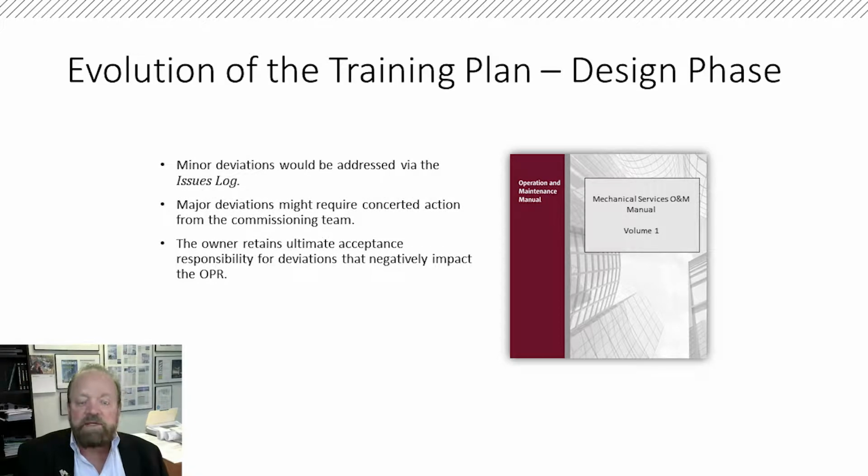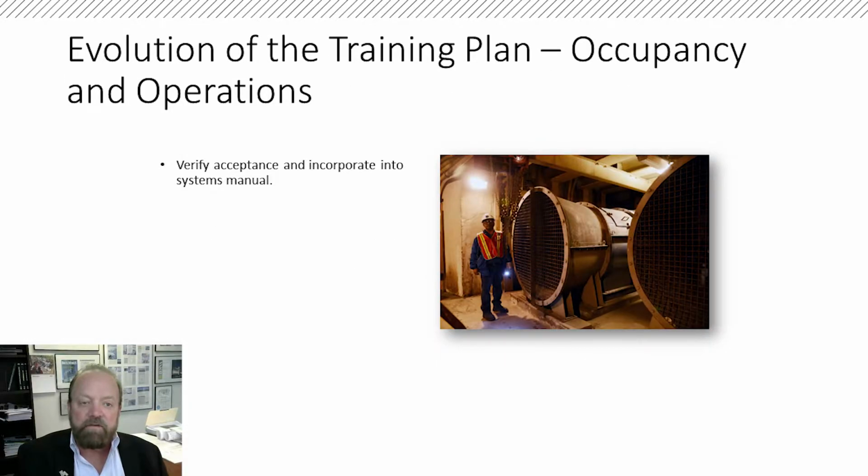Any minor deviations would be addressed via the issues log. Major deviations might require concerted action from the commissioning team. The owner retains ultimate acceptance responsibility for deviations that negatively impact the OPR. And obviously, during occupancy and operations, you verify acceptance and incorporate into the systems manual.